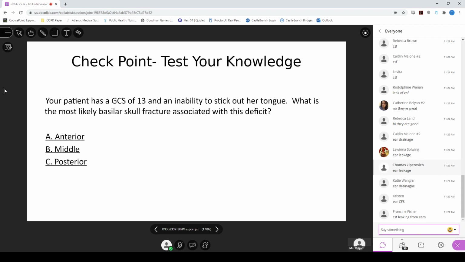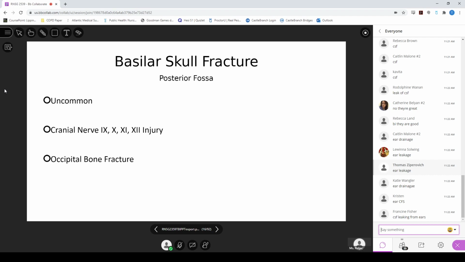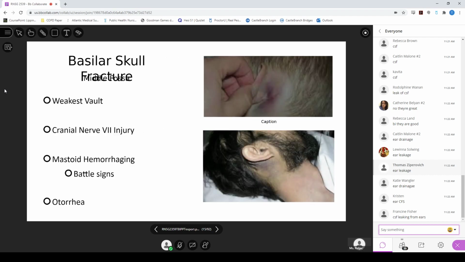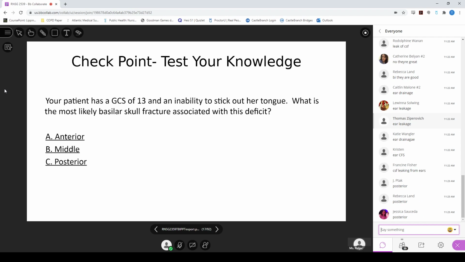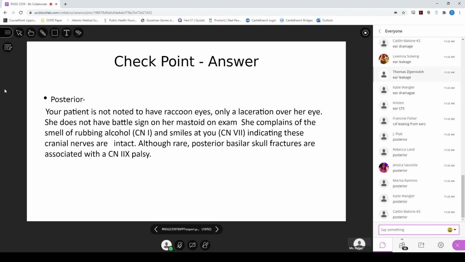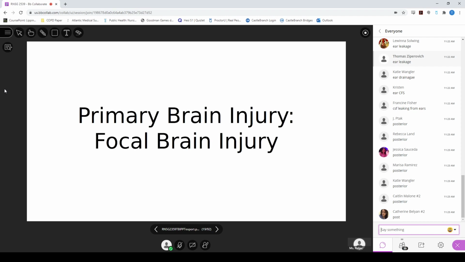Okay, so your patient has a GCS of 13 and the inability to stick out her tongue. What is the most likely basilar skull fracture associated with this deficit? What do you think? Anterior, middle, or posterior? Yep, it's posterior. Okay, good job. What's a focal brain injury?